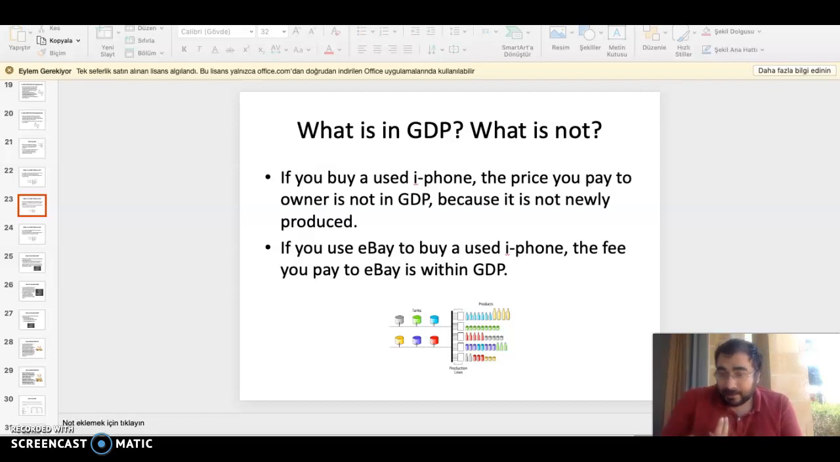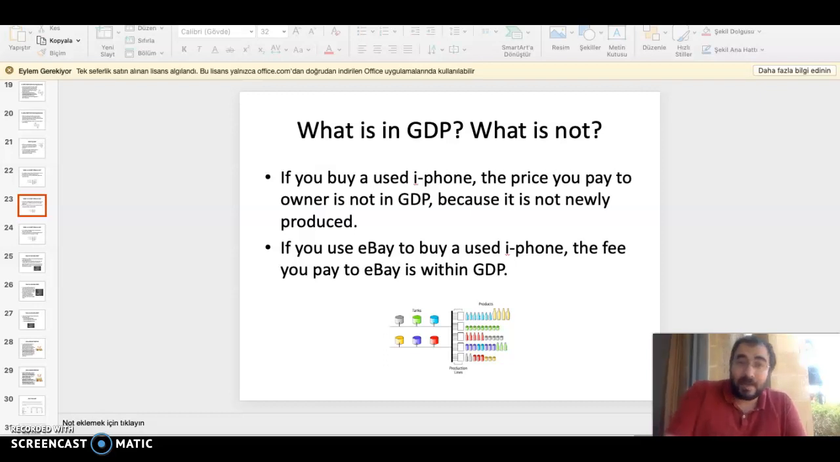the money I got is not part of GDP, but a small commission is paid to eBay, and that commission is for the service provided by eBay that brings me and the buyer together. That cost is part of GDP because that's a service that is technically bought by me and by that person.